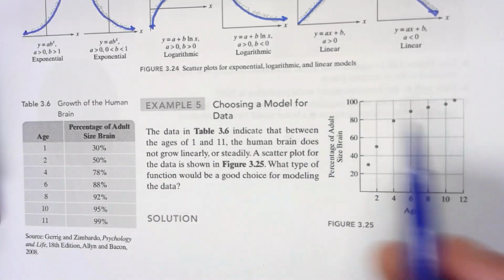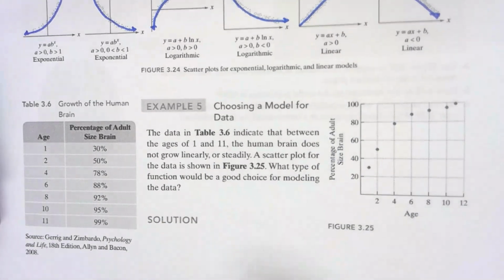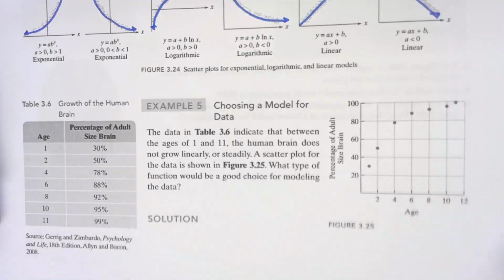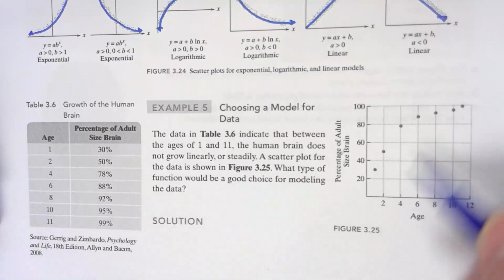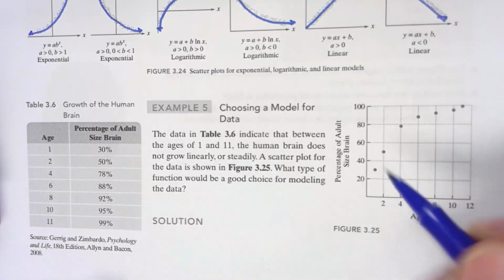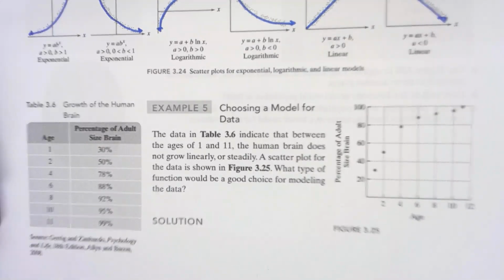So you're actually going to have to plot the data both on the review and on the test. You're then going to look at the data and say, okay, what does this look like? Is it exponential? Is it logarithmic? Is it linear? What does it end up being?